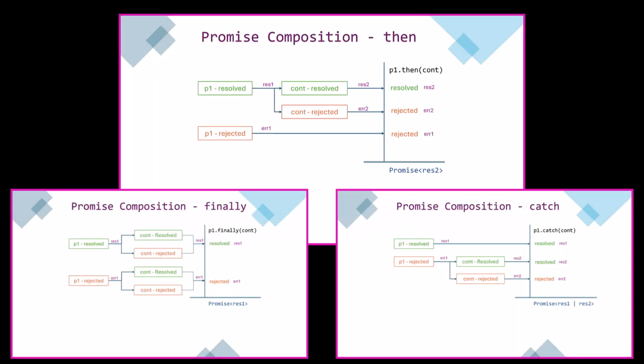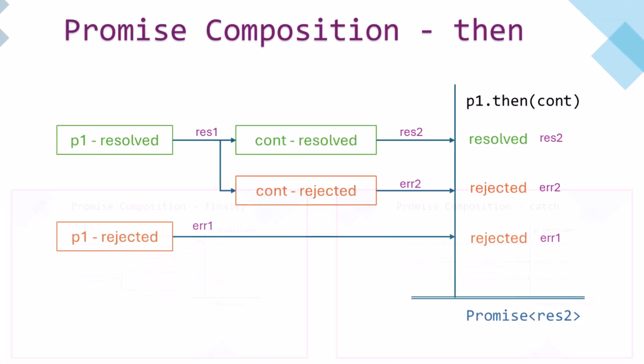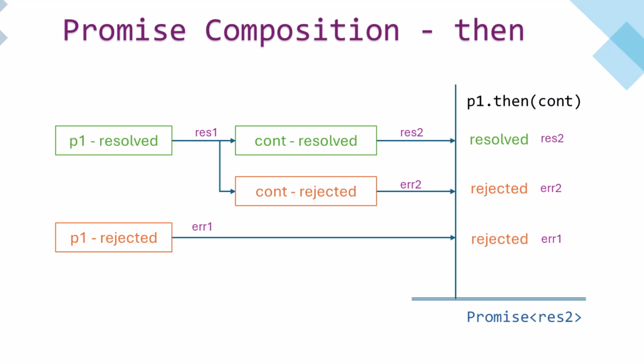Now, let's look at the details in a few diagrams. So in the next 3 diagrams, we'll walk through how the composed promise behaves depending on what happens to the original promise and the continuation. We'll start with then, and then we'll look at catch and finally. So the first diagram is for then.